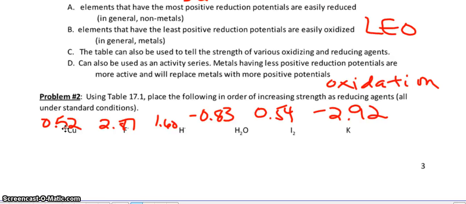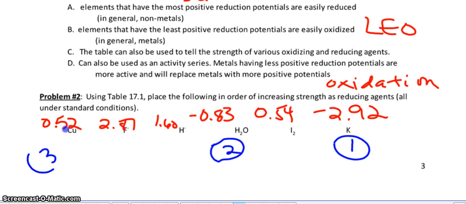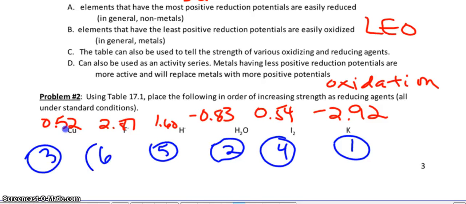So most negative is potassium, and then I got the water, and then I found the copper ion, and then I found the iodide. Now notice that the iodine is a non-metal, which makes sense. And then the hydride is a non-metal as well. And then the fluoride. Hopefully the fluoride ion makes a whole lot of sense.